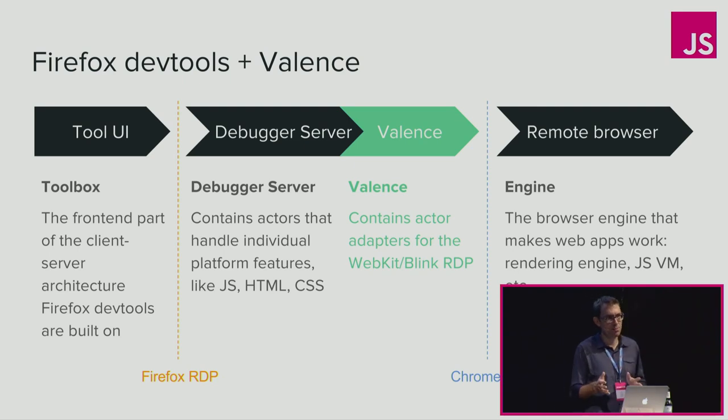So in this architecture, when you introduce Valence, it extends the debugger server with an adapter that contains new actors that know how to speak the WebKit or Blink remote debugging protocols to communicate with external browsers. So Valence provides the debugger server with the ability to target a remote browser and handle those individual platform features over the foreign remote debugging protocol.